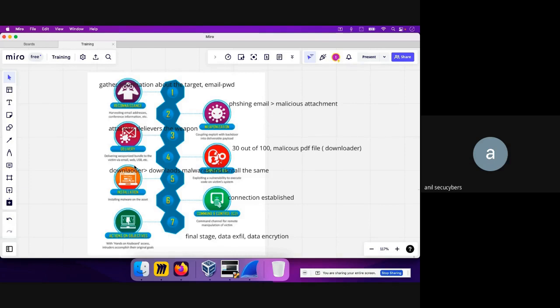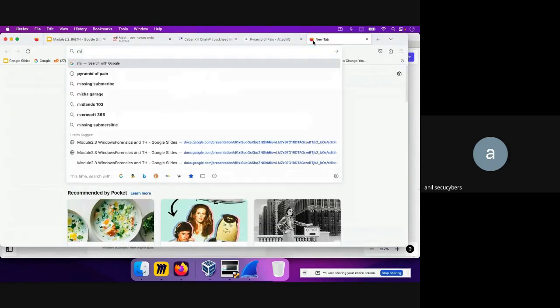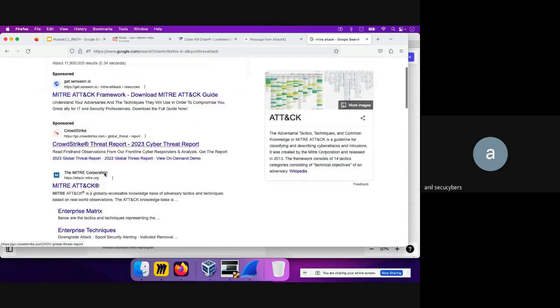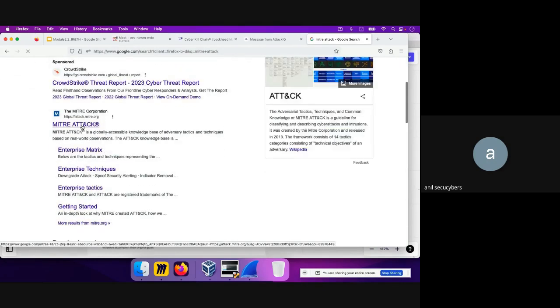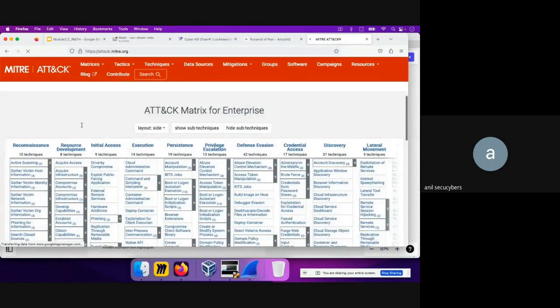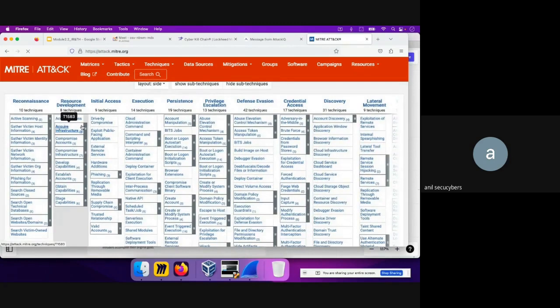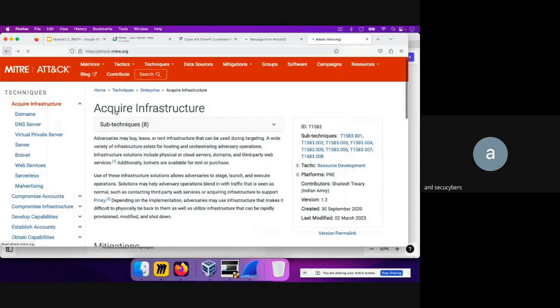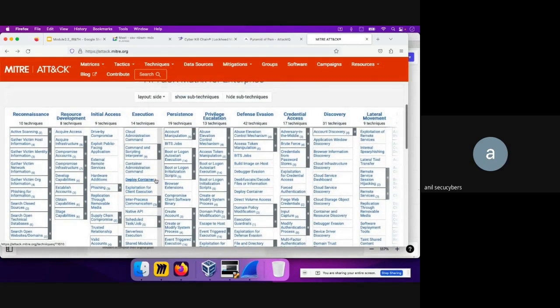Now what I will be doing is going to the MITRE ATT&CK framework. If you just search on Google, you will get it. MITRE ATT&CK. Okay, so this is the MITRE ATT&CK, and this is quite a good one. What this tells us is the different stages that we have seen earlier, much more in detail.